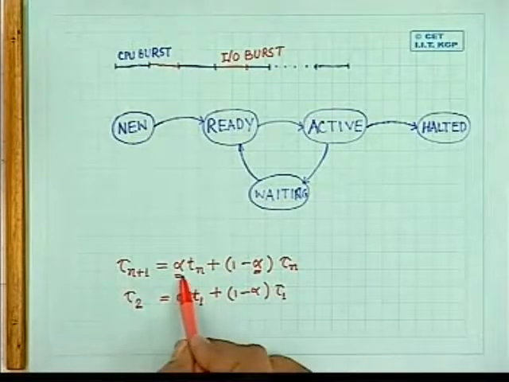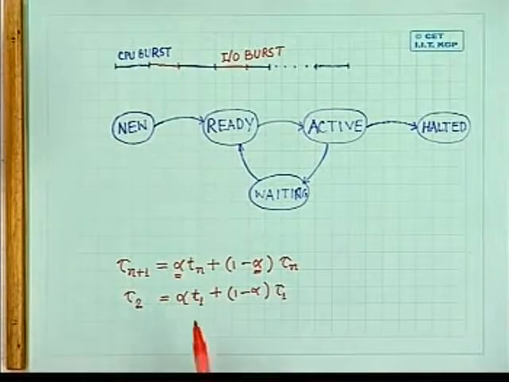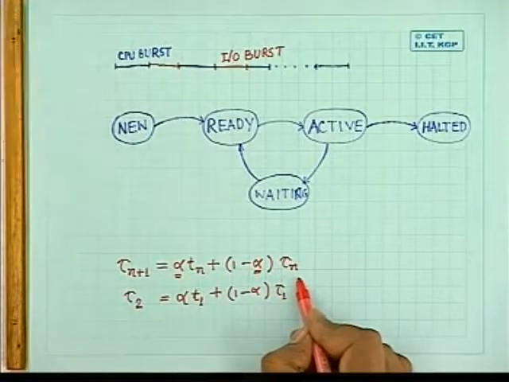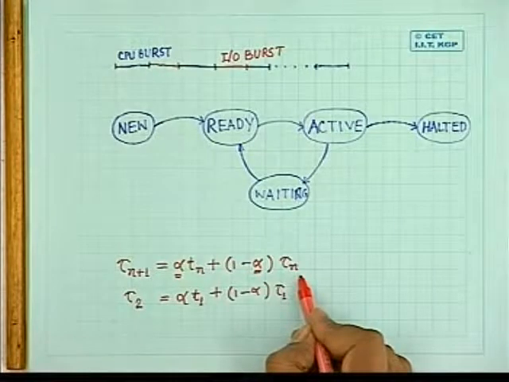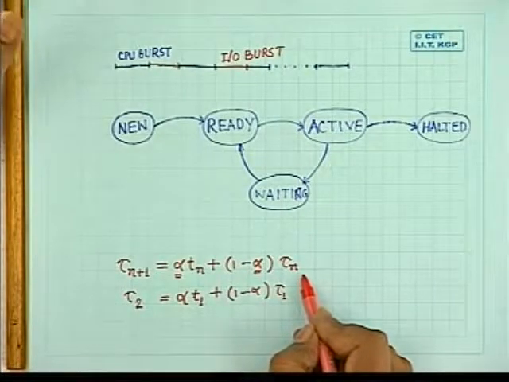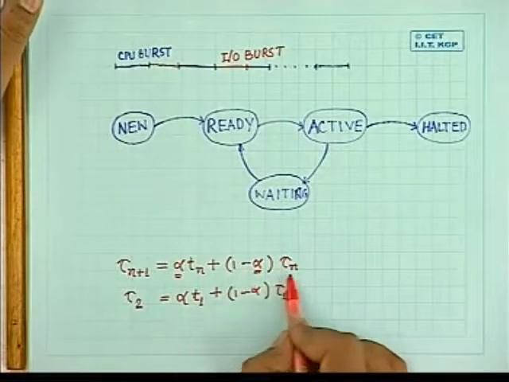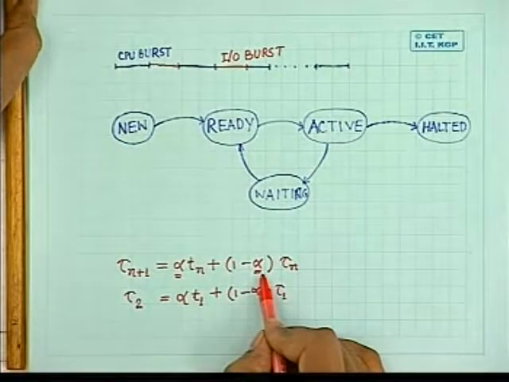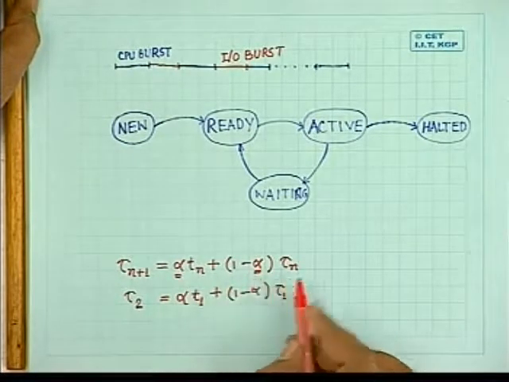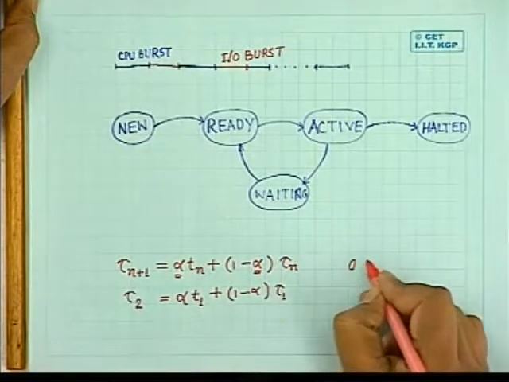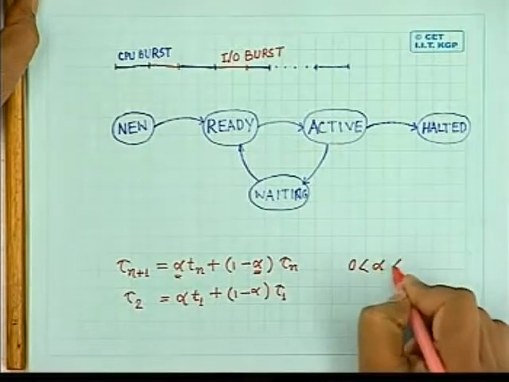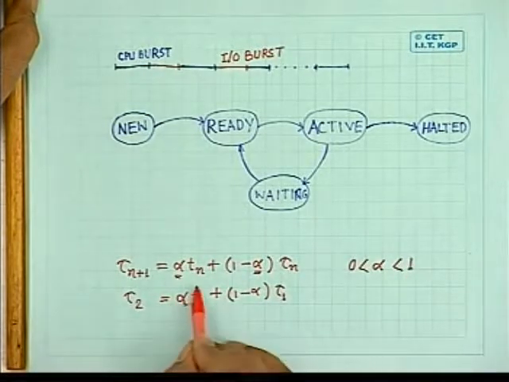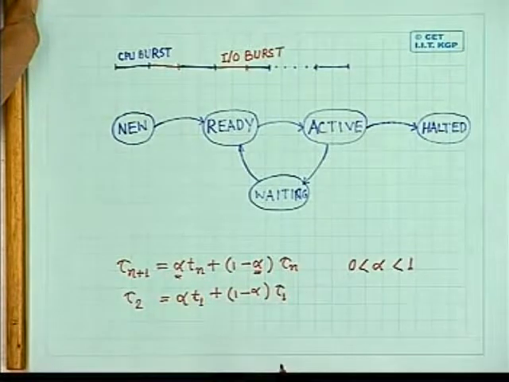On the other hand, if I set alpha equal to 0, in that case tau n plus 1 becomes equal to tau n. That is, if the previous predicted time was 4 milliseconds, I assume that the next CPU burst time will also be 4 milliseconds. So, these are the two extreme cases when alpha equal to 1 or alpha equal to 0. So, usual practice is you choose a value of alpha between 0 to 1, so that you can have a proper mix of immediate past and past history of the job.